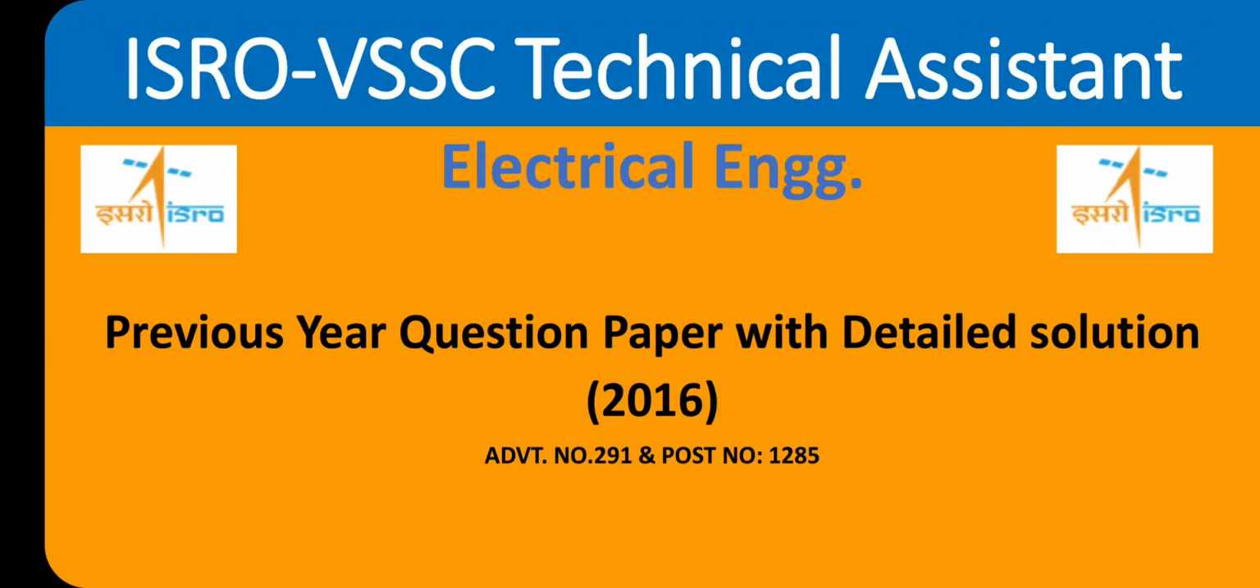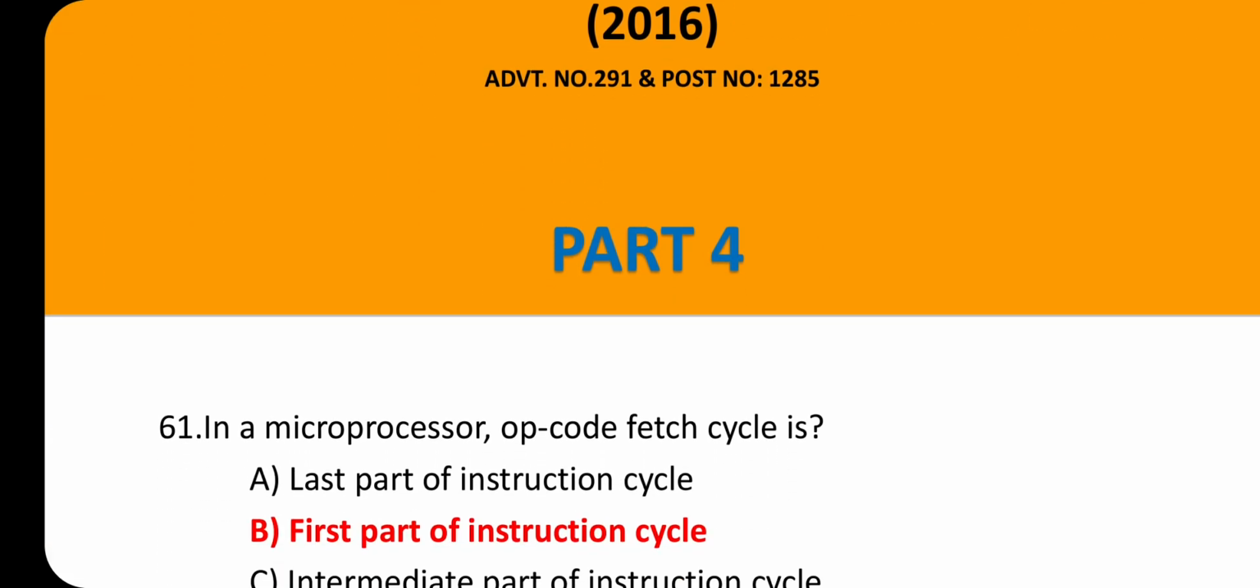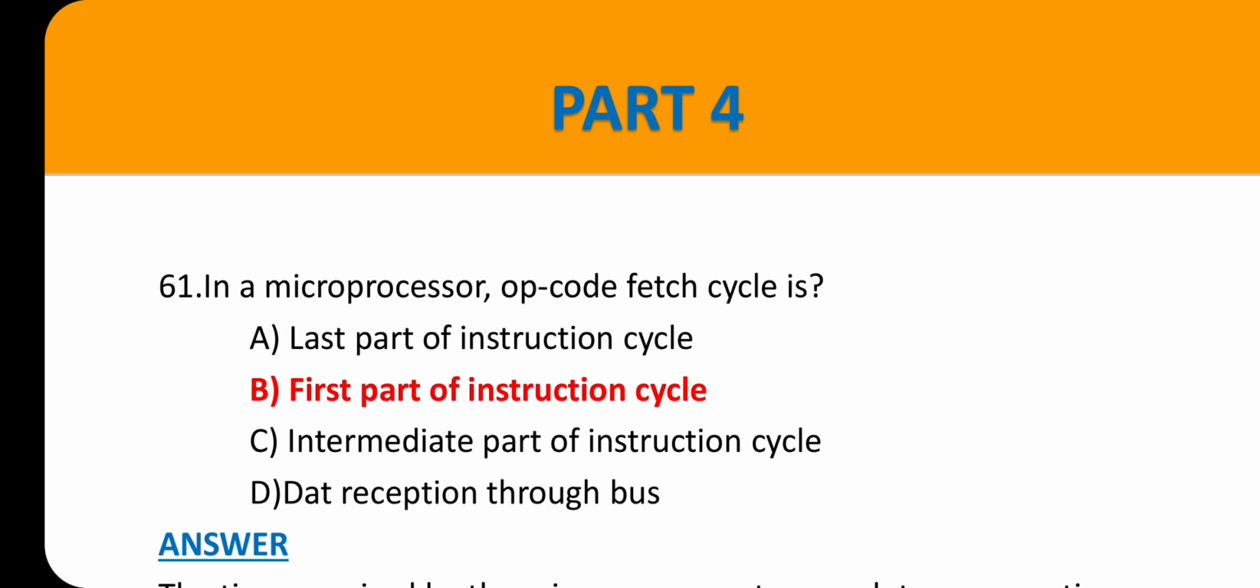Final part of the electrical engineering previous year question paper with a detailed solution of the ISRO-VSSC technical assistant exam held in 2016, advertisement number 291 and post number 1285. Up to question number 60 we discussed in the last 3 videos.